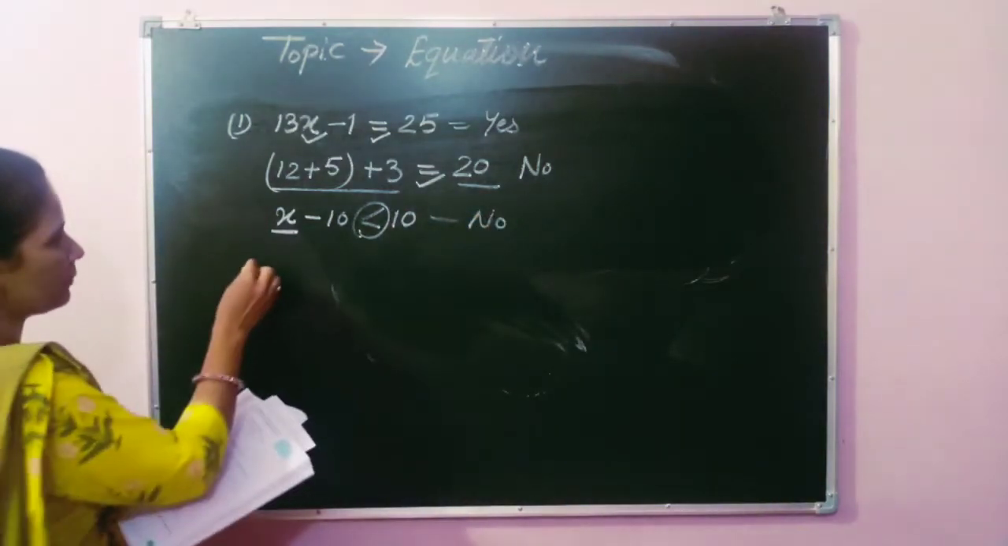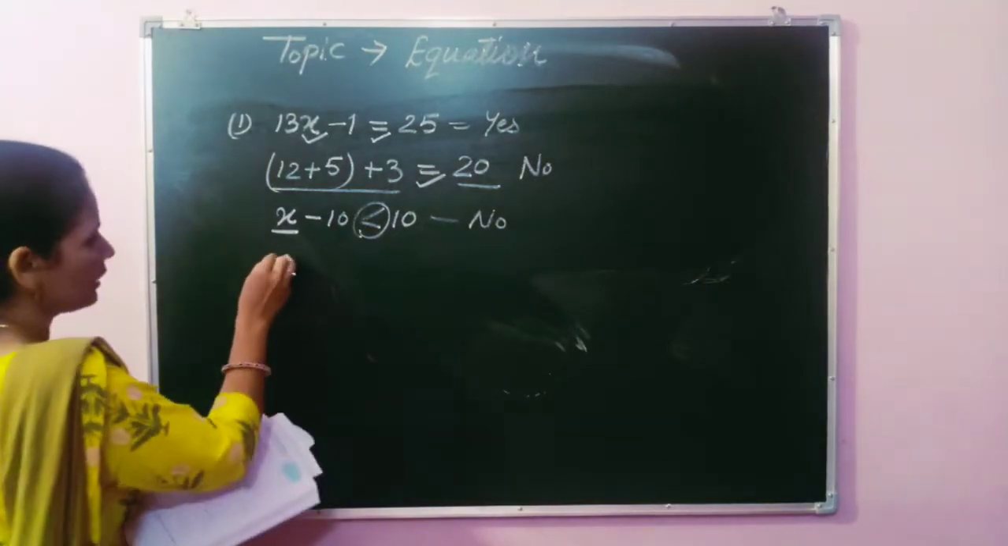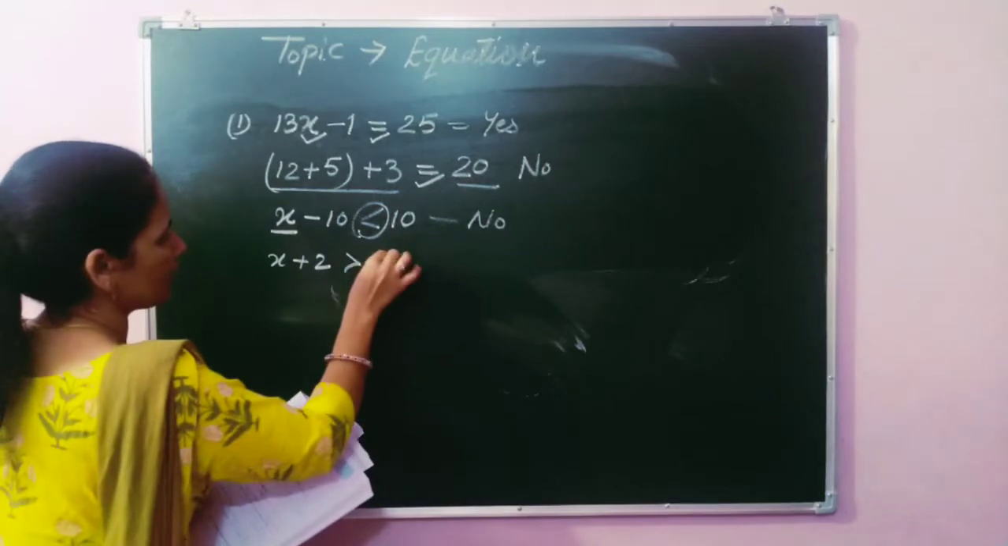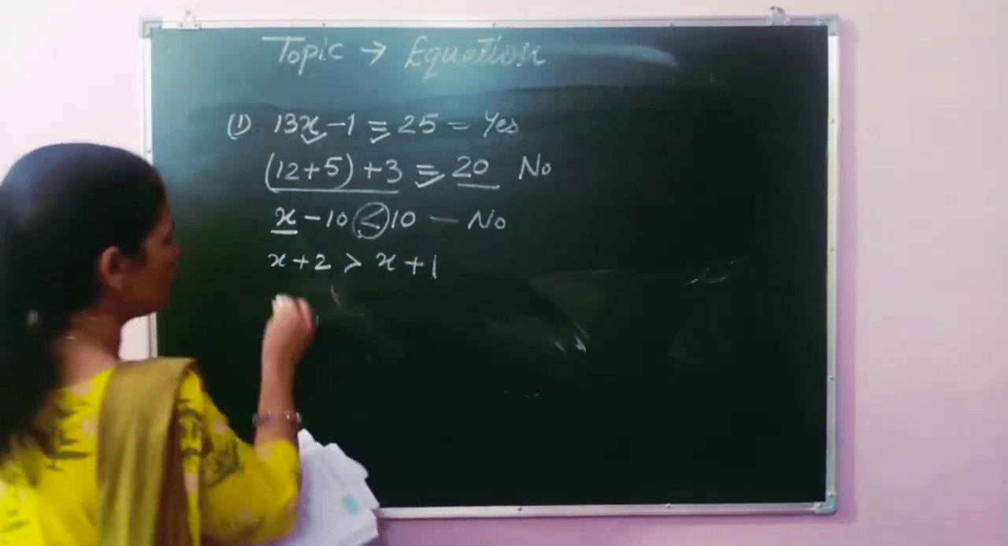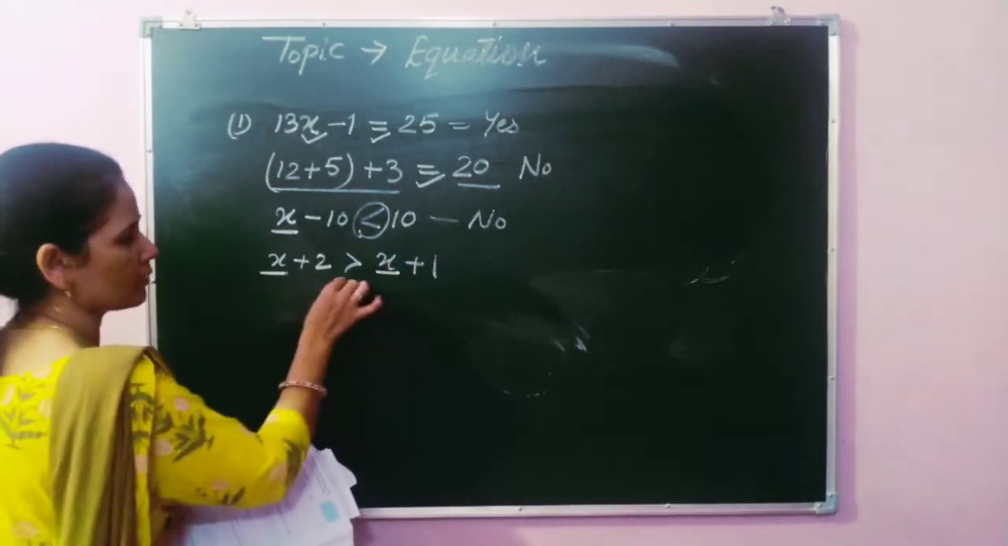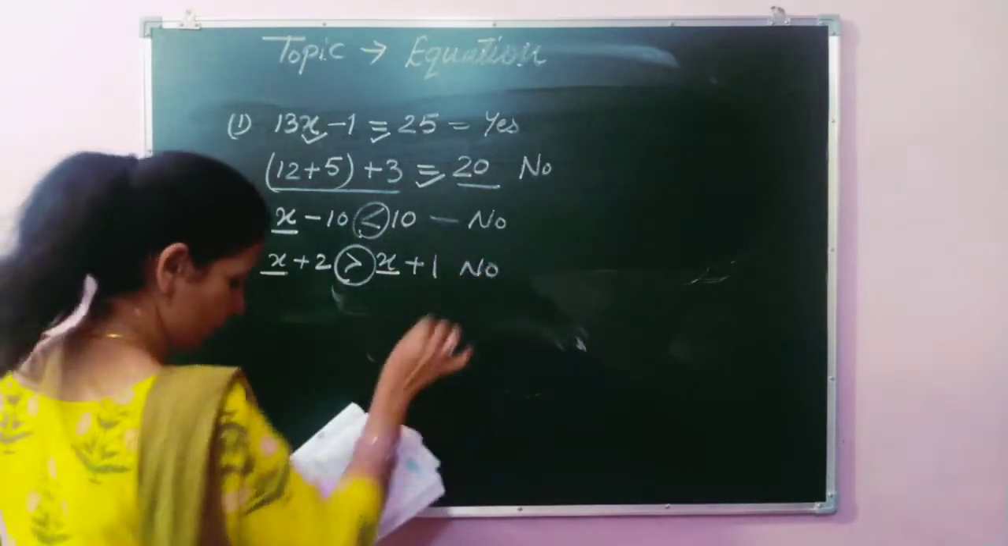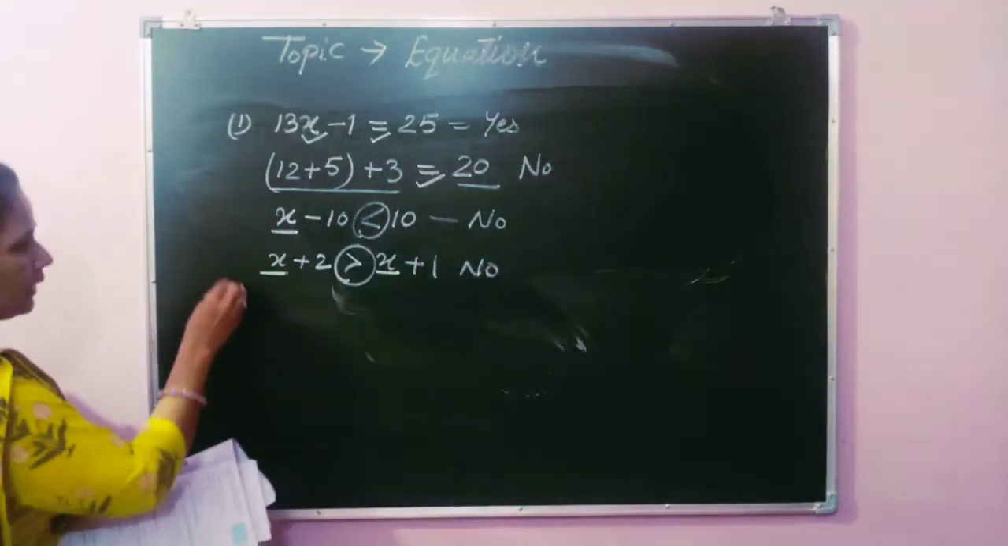Let's take the fourth part. In the fourth part they have given x plus 2 smaller than x plus 1. Same thing, they have given us a variable, but the equal sign is not given. So this is also not an equation. Next, fifth part.